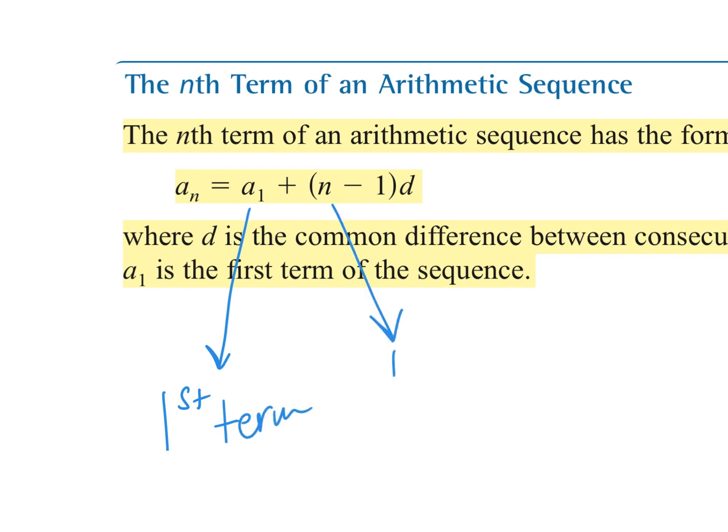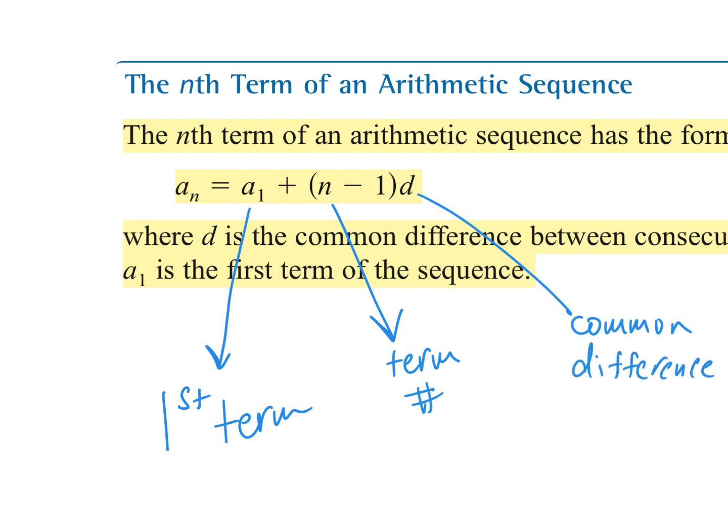N is your term number. And then D is the what? The common difference, also referred to as, since it's arithmetic, it's also the slope. How'd you get from the one number to the next?